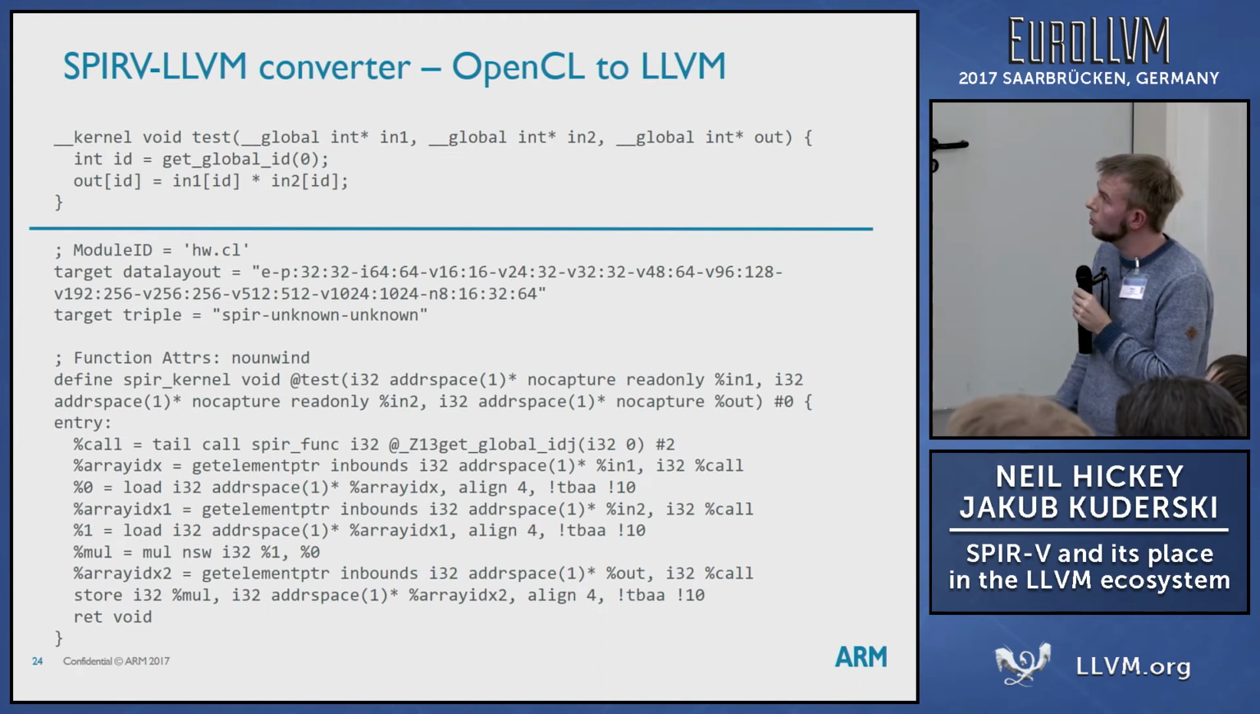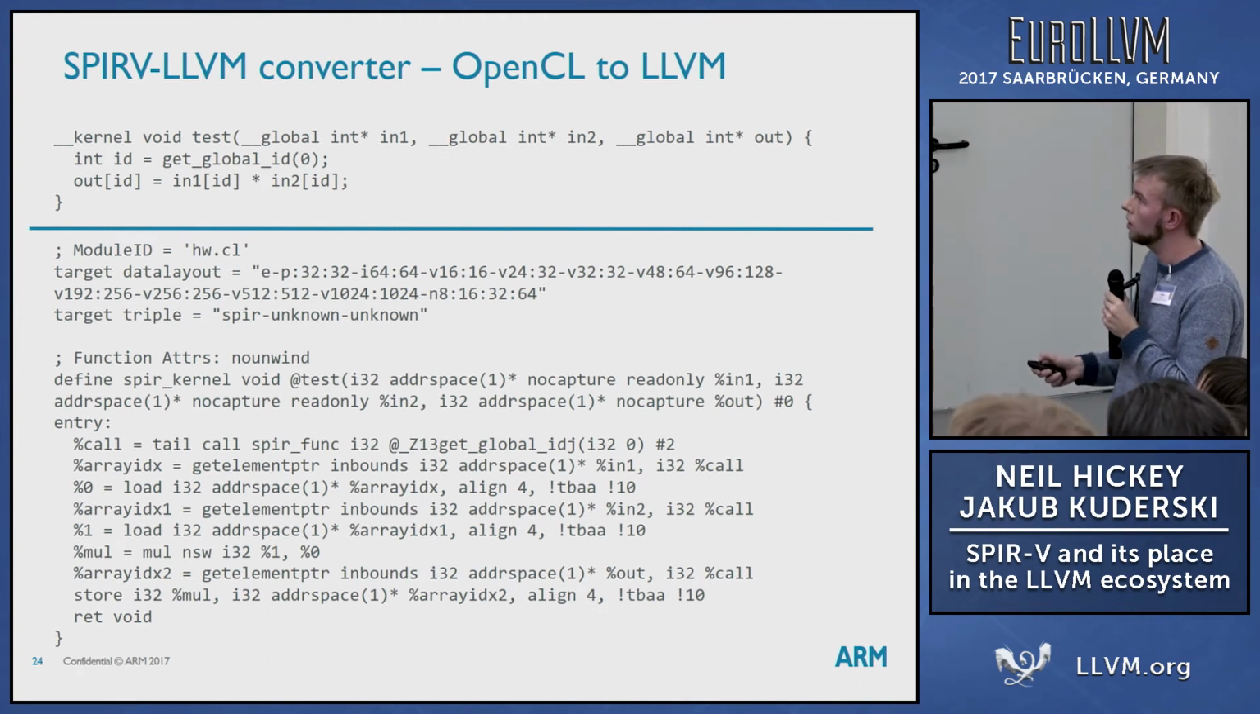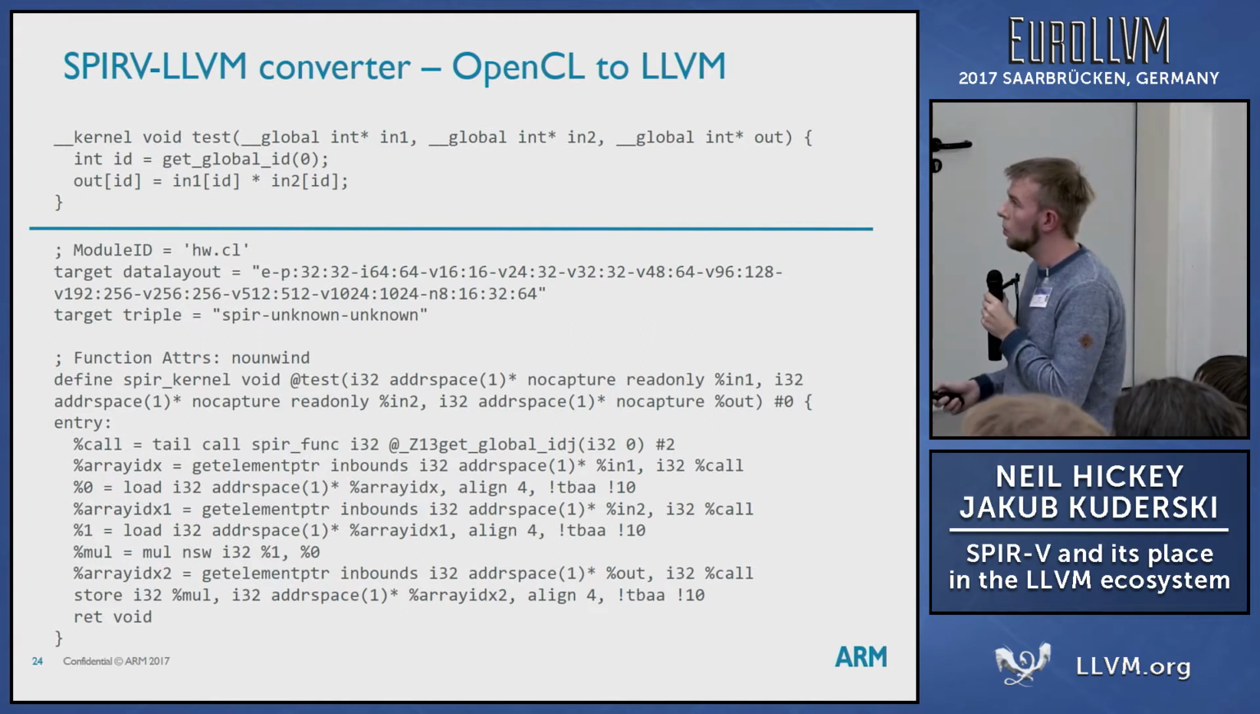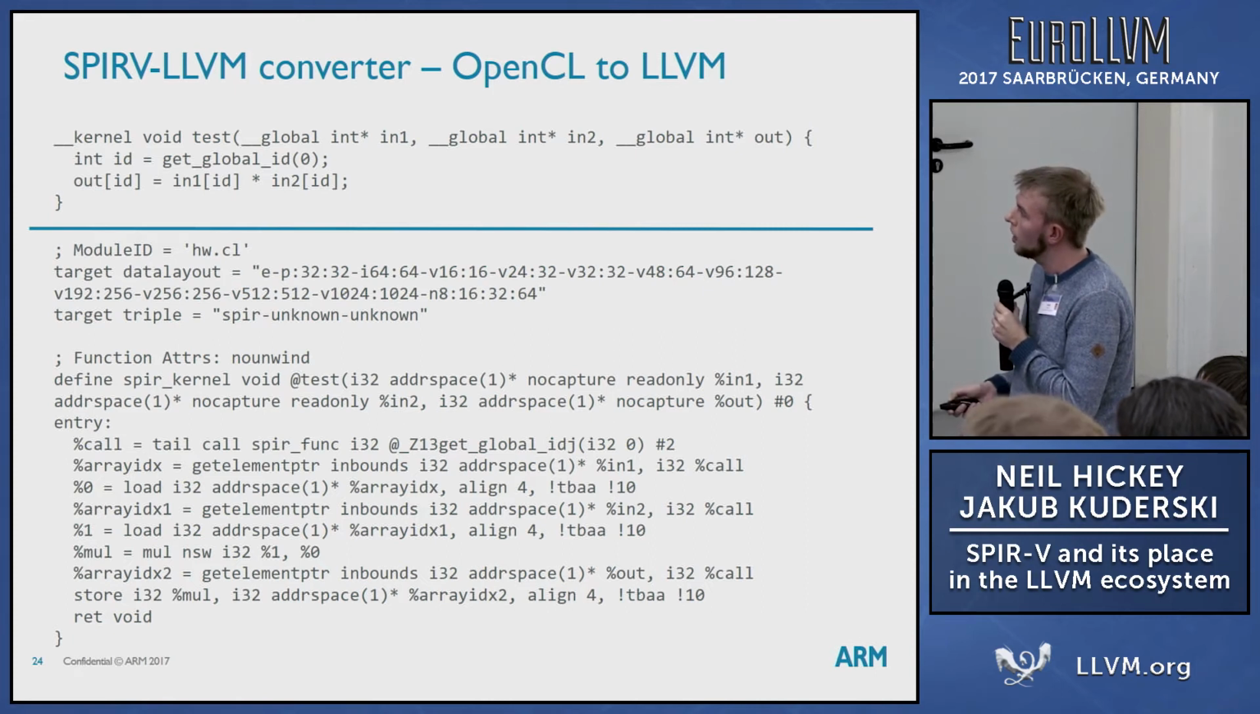And here's a simple example of a hello world in OpenCL, which just takes two arrays, multiplies corresponding elements of those arrays together, and stores it in a third array. And when you compile it to LLVM, it looks like that, and it has a lot of attributes and such.